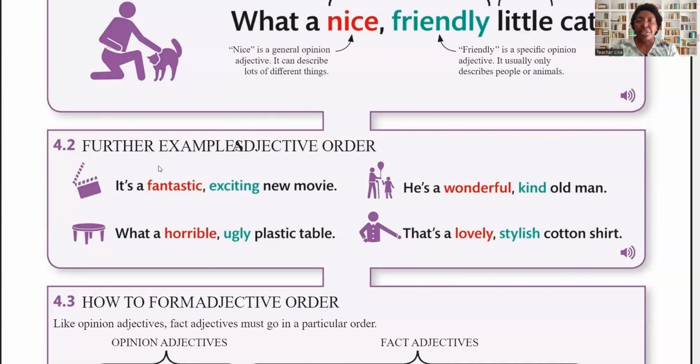So in the red and the green, there are opinions. Somebody else, looking at example number 1 here, someone else might find that the new movie was not exciting. That's your opinion. They might not think it's fantastic. That's your opinion. But there is a grammar rule with the order of the adjectives. It's general, and then we get more specific, and then we would list the facts.